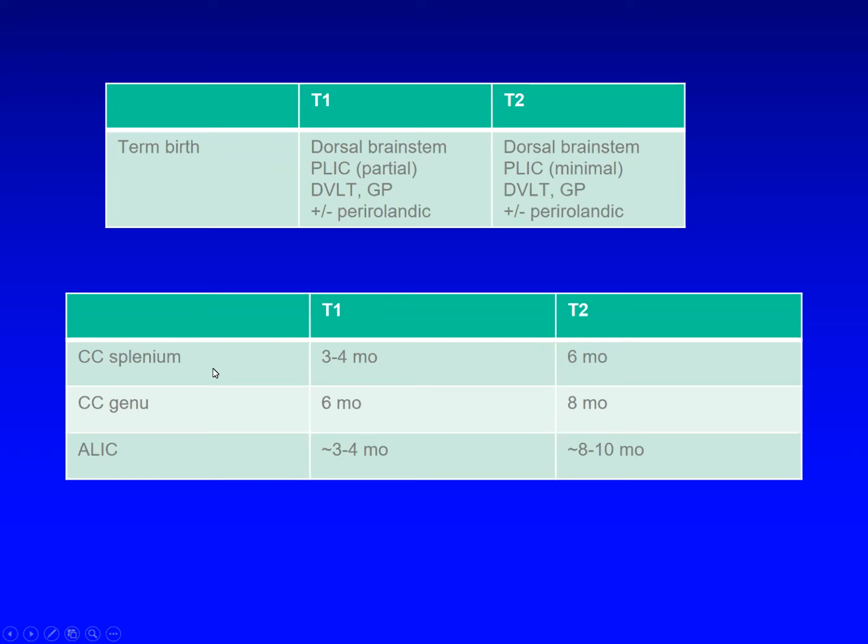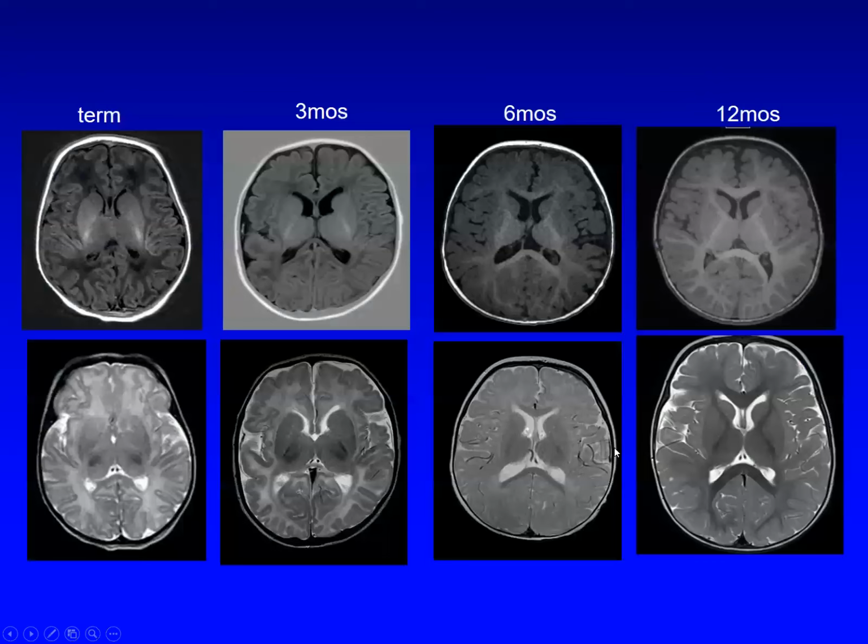Then if we look at, say, the splenium and genu of the corpus callosum, on T1, I usually remember around 3 to 4 months for the splenium and about 6 months for the genu. T2, again, a little bit further along, 6 months and 8 months. And then the posterior limb of the internal capsule is actually a little bit variable. Again, T1 is going to be before T2. Usually you will see that before 6 months on T1 and certainly before a year on T2.